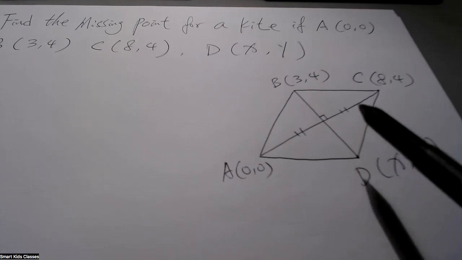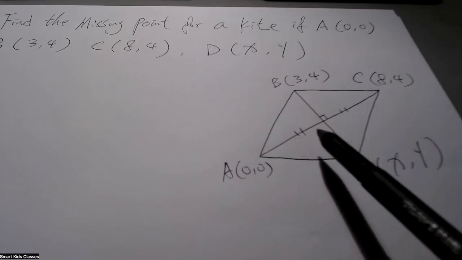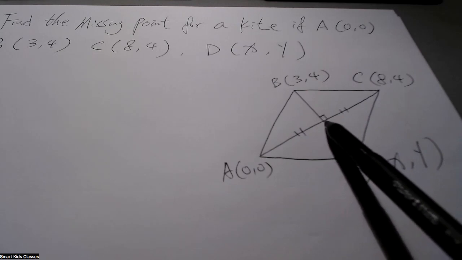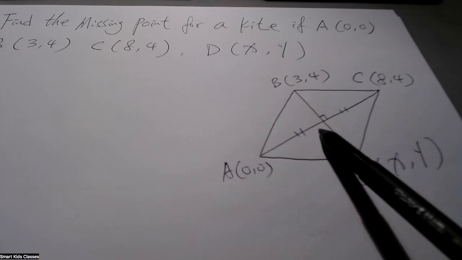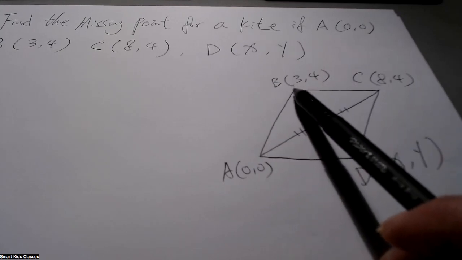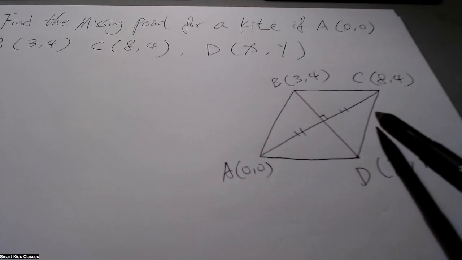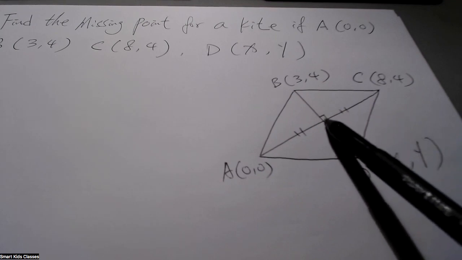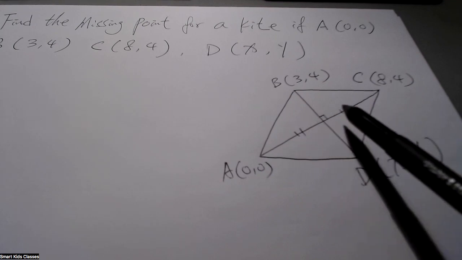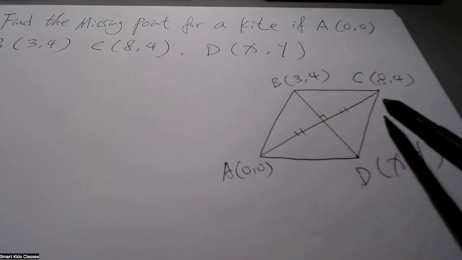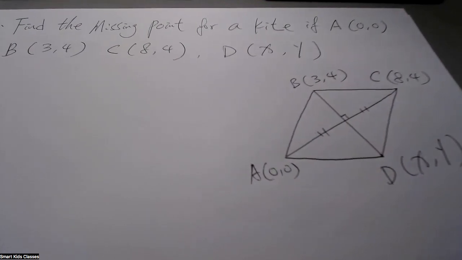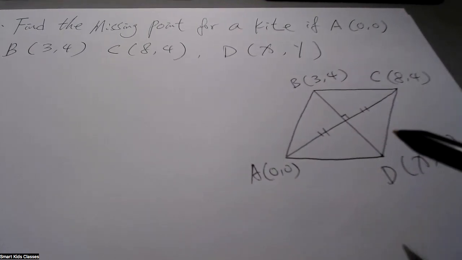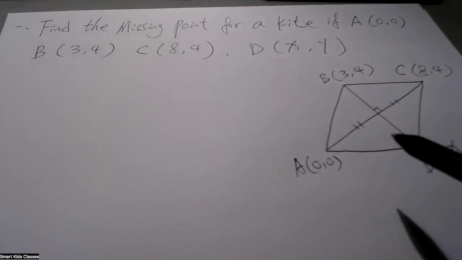A kite property is that the diagonals intersect at 90 degrees and one bisects the other, but not both: the vertical one is bisected by the horizontal one. So two properties: 90 degrees, and the horizontal diagonal bisects the other. The known elements are the diagonals, so we're going to solve the question from the diagonals.